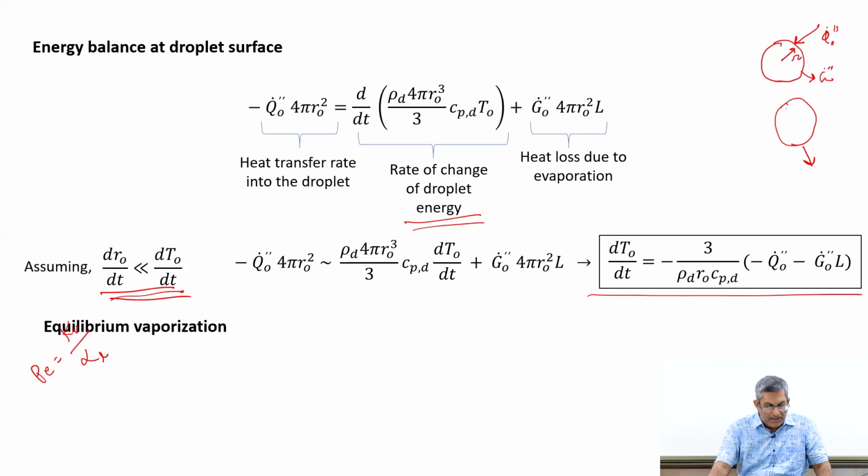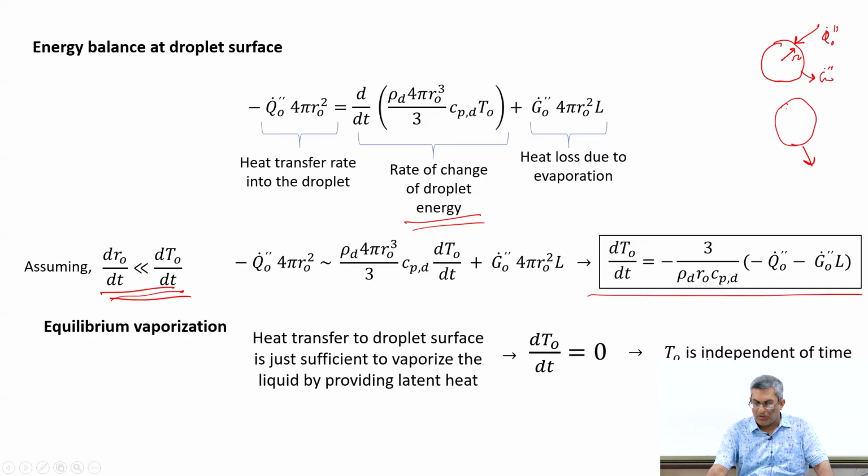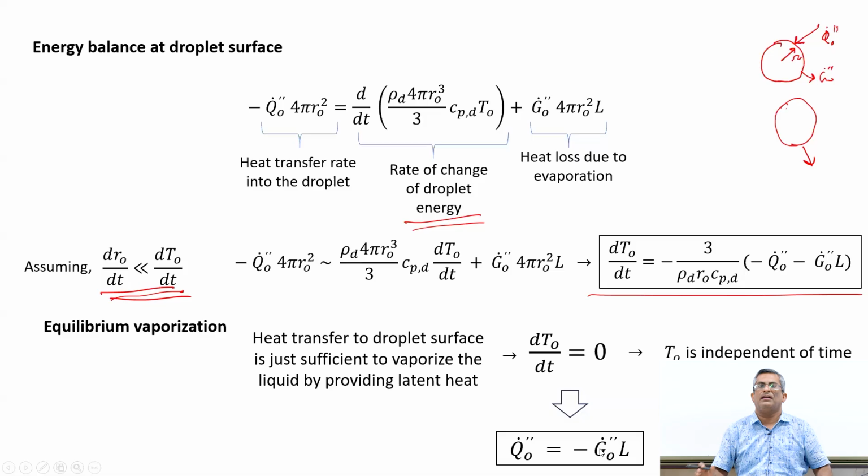Okay. Now, here the concept of equilibrium vaporization comes into the picture, which is very important. Equilibrium vaporization means this is a scenario such that the heat transfer to the droplet surface is just sufficient to vaporize the liquid by providing the latent heat. In that case, the rate of change of temperature is 0, the temperature is independent of time, and the heat that we supply is basically used to evaporate only. This can be visualized through a simple example.